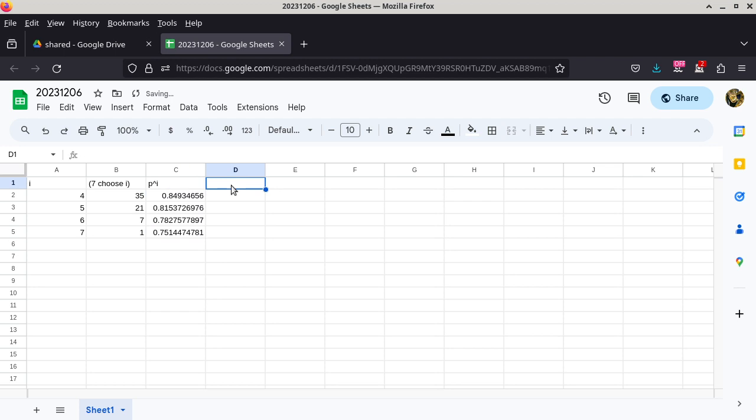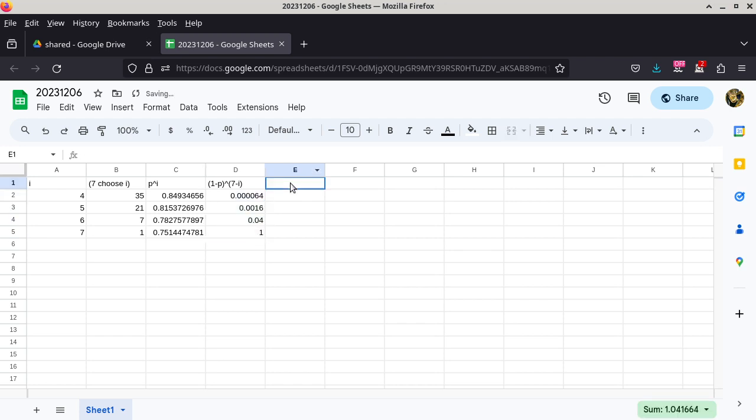All right. And then we will look at the other one, which is 1 minus P raised to the power of 7 minus I. So once again, we have a power. It's 1 minus P, which is 0.96, raised to the power of 7 minus I, and I is column A, like so. And we just drag this down.